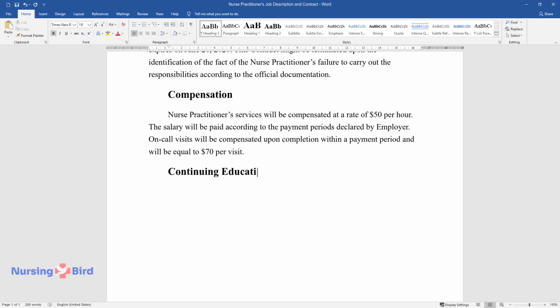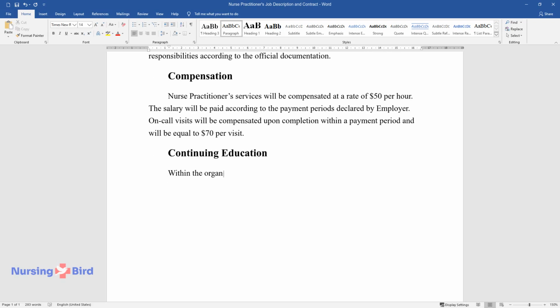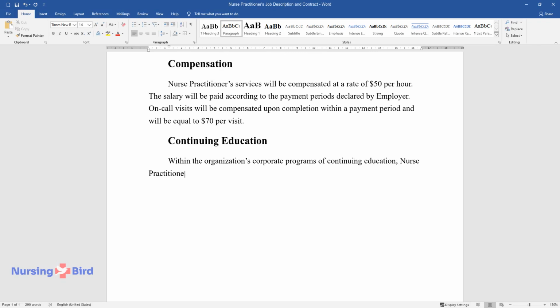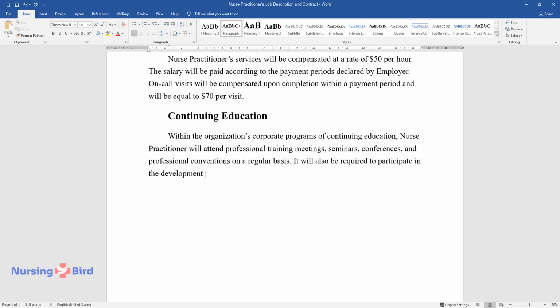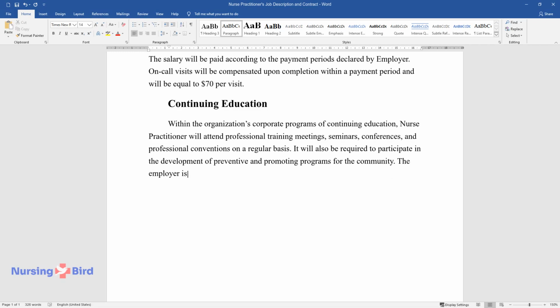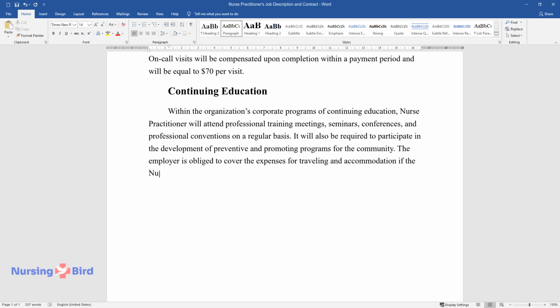Continuing education. Within the organization's corporate programs of continuing education, nurse practitioner will attend professional training meetings, seminars, conferences, and professional conventions on a regular basis. It will also be required to participate in the development of preventive and promoting programs for the community. The employer is obliged to cover the expenses for traveling and accommodation if the nurse practitioner participates in national conferences.